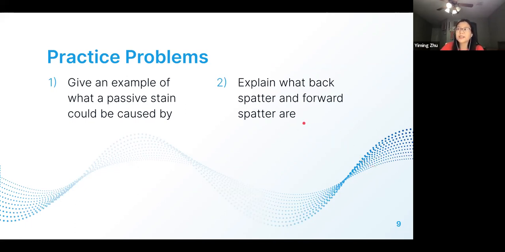If you didn't know it or didn't answer, I'm just gonna use Elaine's as an example and explain hers if you don't understand it. So a passive stain could be a big cut that drops, like where the blood drops down, and backspatter is what goes towards your source of energy, in this case the gun, and forward spatter is what goes in the same direction as the bullet.